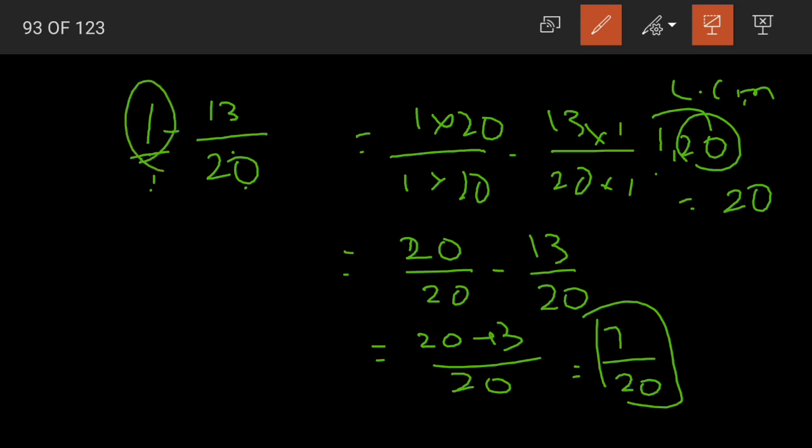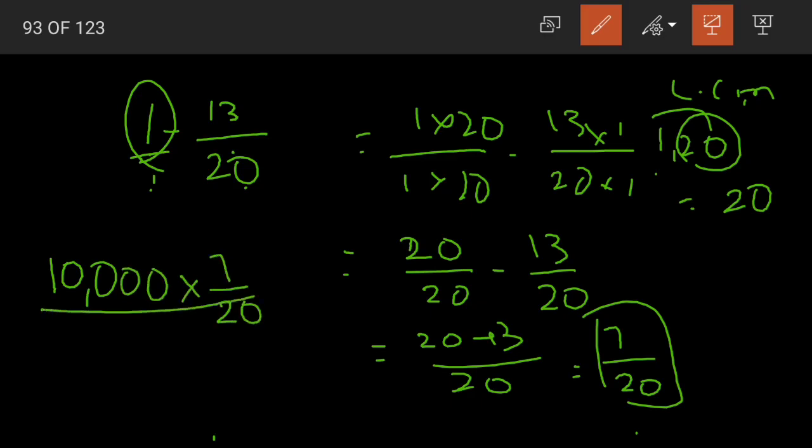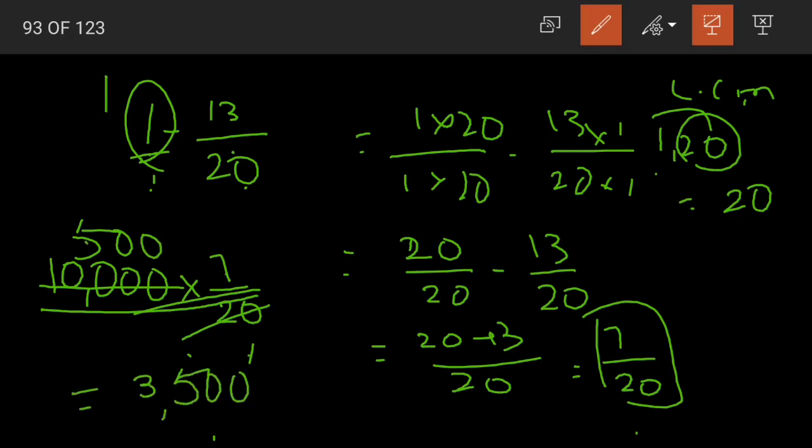Here the whole is considered as 1. But what is the actual whole? That is the actual money, 10,000. So 10,000 into 7 divided by 20. 20 ones are 20, and 500s are 10,000. 500 into 7 will give us 3,500 as the answer. So 3,500 rupees is left with Chitra.